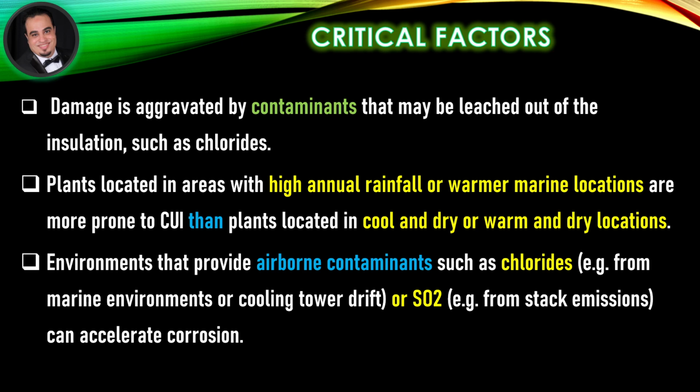Plants located in areas with high annual rainfall or warmer marine locations are more prone to corrosion under insulation than plants located in cool and dry or warm and dry locations. Environments that provide airborne contaminants such as chlorides, for example from marine environments or cooling tower drift, or sulfur dioxide, for example from stack emissions, can accelerate corrosion.